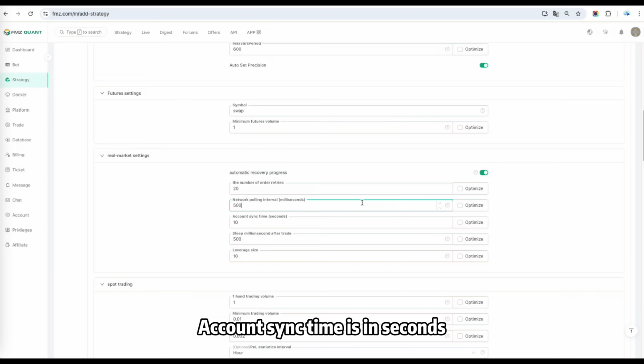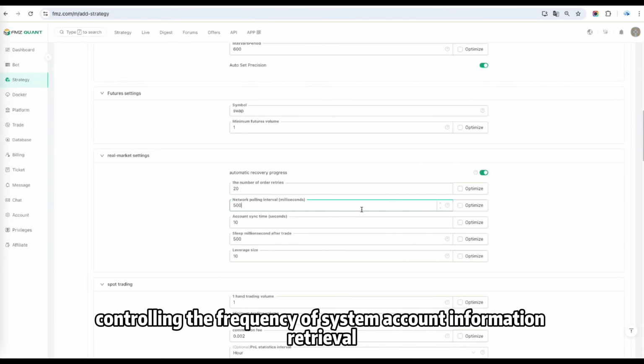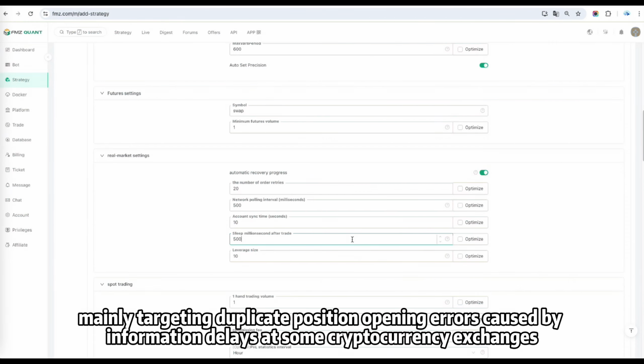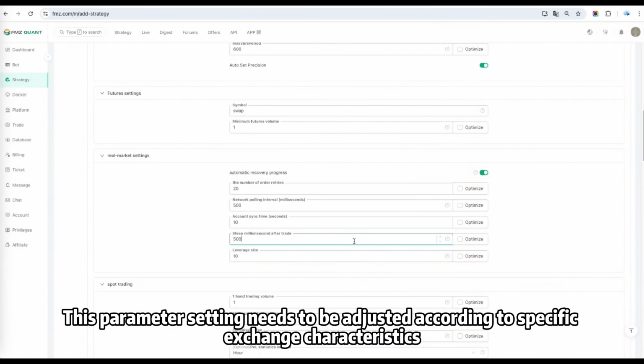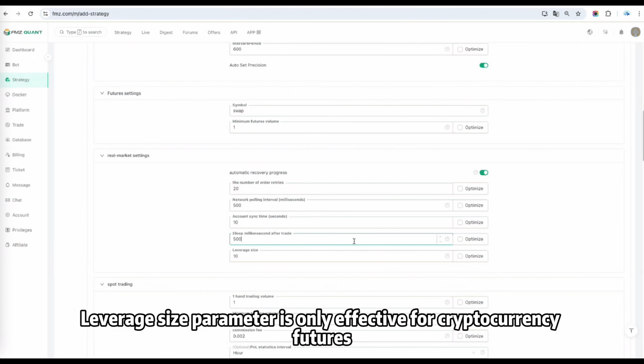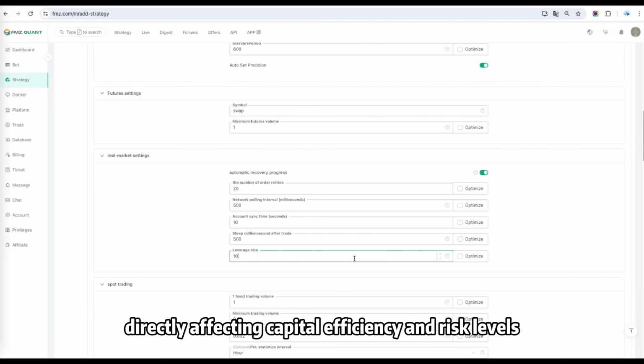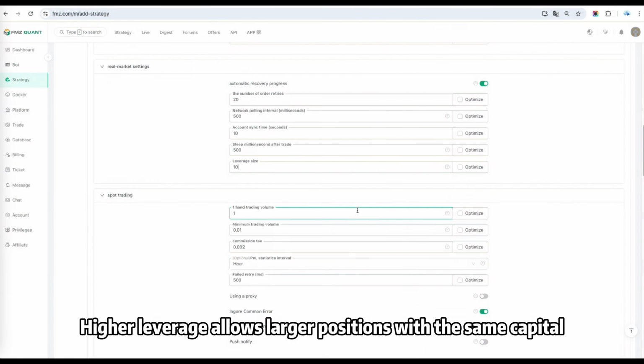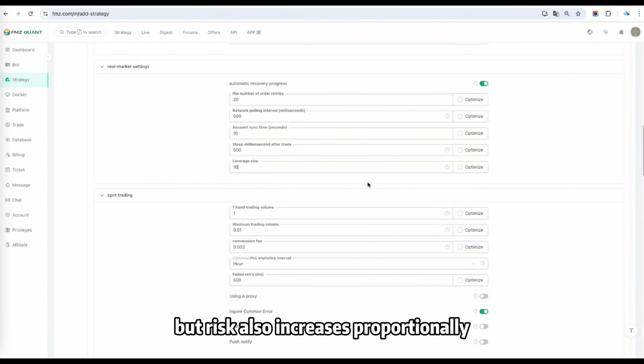Account sync time is in seconds, controlling the frequency of system account information retrieval. Sleep millisecond after trade is in milliseconds, mainly targeting duplicate position opening errors caused by information delays at some cryptocurrency exchanges such as BitMEX. This parameter setting needs to be adjusted according to specific exchange characteristics. Leverage size parameter is only effective for cryptocurrency futures, directly affecting capital efficiency and risk levels. Higher leverage allows larger positions with the same capital, but risk also increases proportionally.